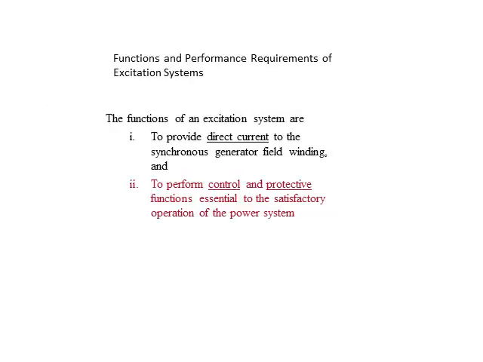For the functions and performance requirements of an excitation system, we are going to look at the functions first. The functions of an excitation system are: 1. To provide direct current to the synchronous generator field winding, and number 2, to perform control and protective functions essential to satisfactory operation of the power system. Remember, there are two things: provide direct current to the synchronous generator field winding, and perform control and protective functions essential to satisfactory operation of the power systems.